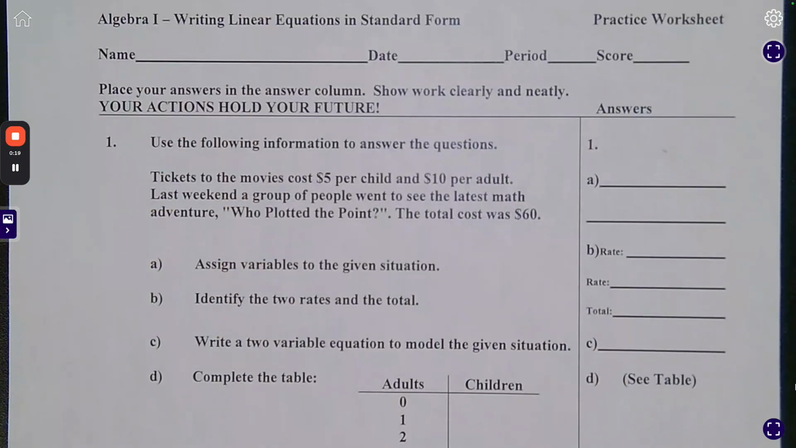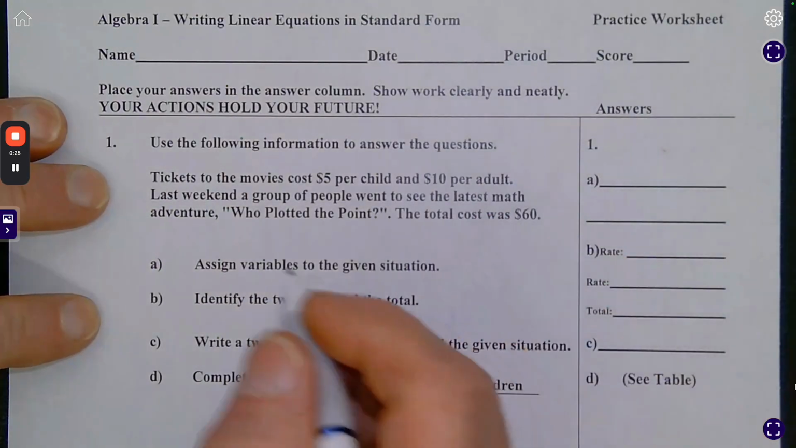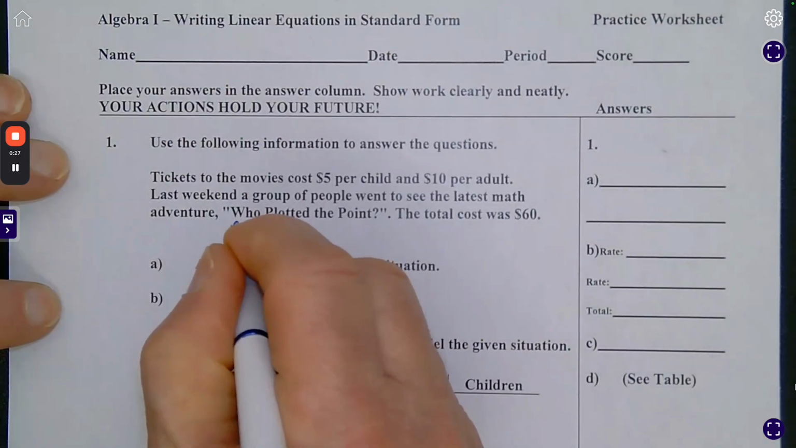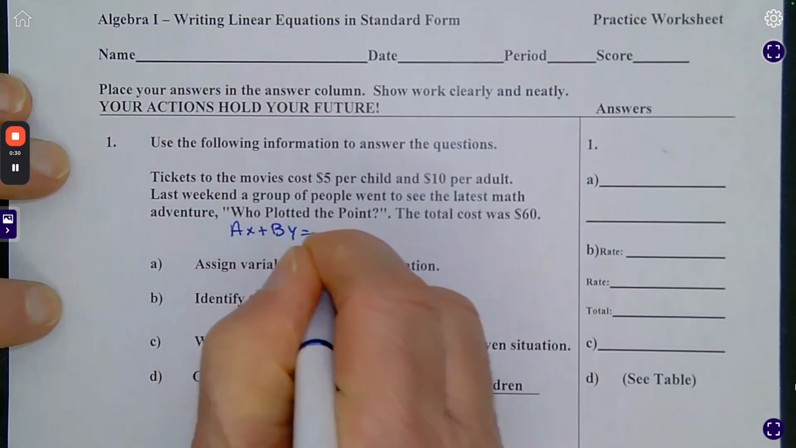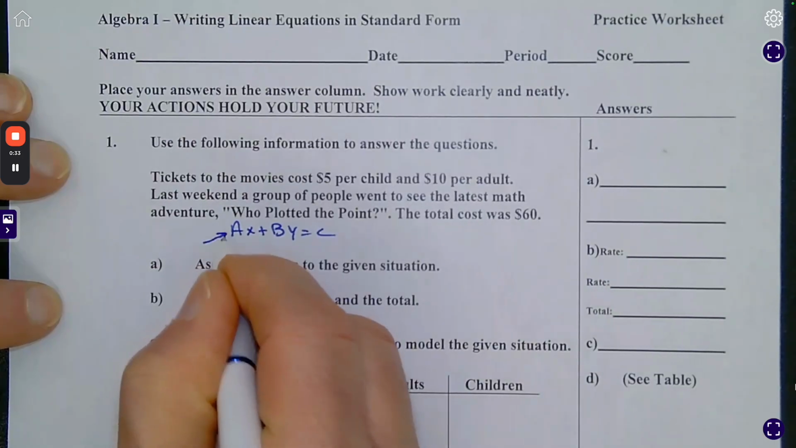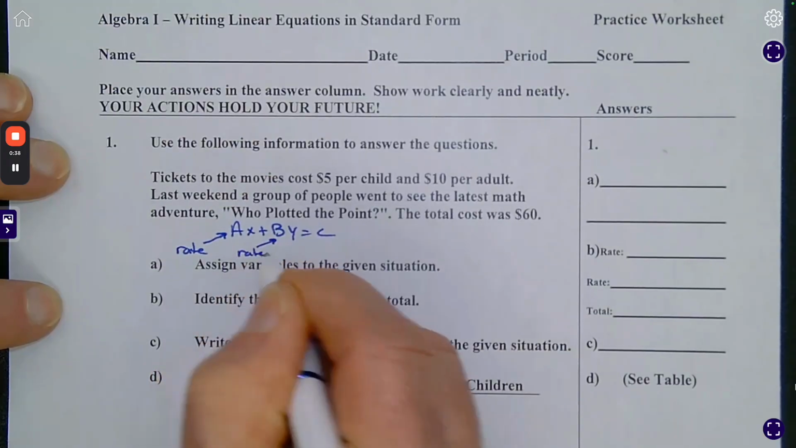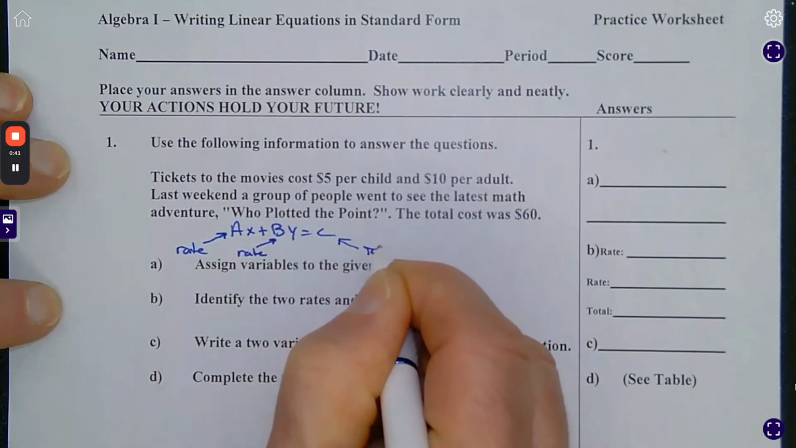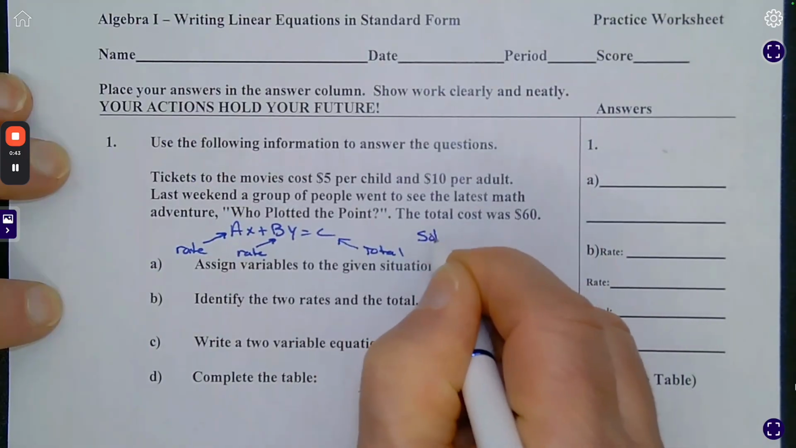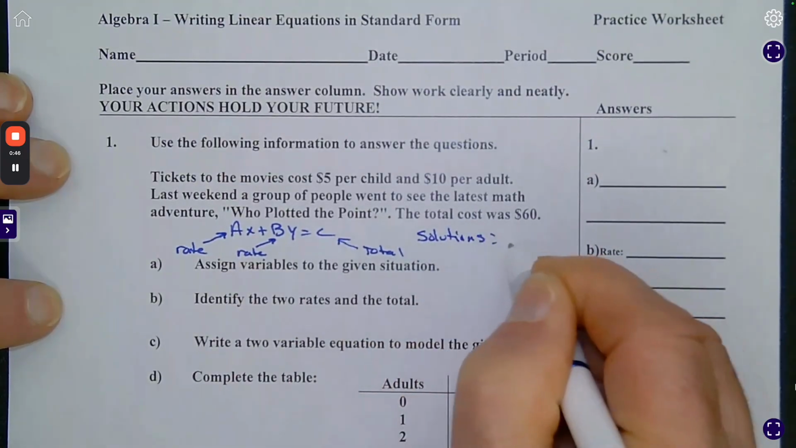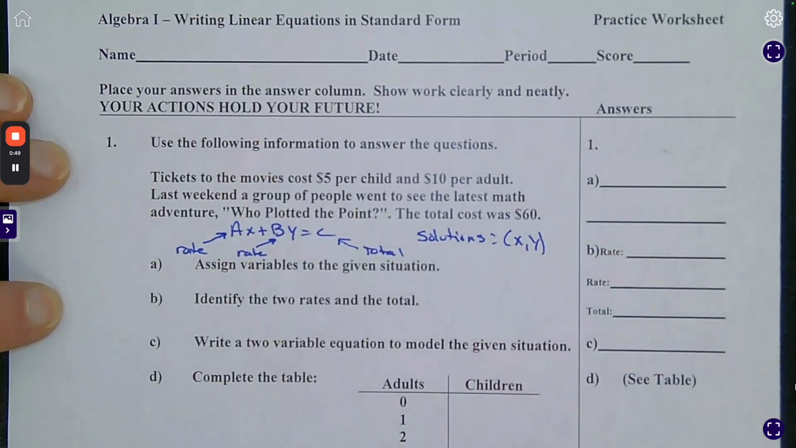All right, now we're going to write equations in standard form. Standard form, that's AX plus BY equals C. This is a rate. This is also a rate. And this is your total. The solutions are the ordered pairs, X, comma, Y. A, B, and C are numbers. They're called parameters. And the solutions that you graph are the X and the Y.